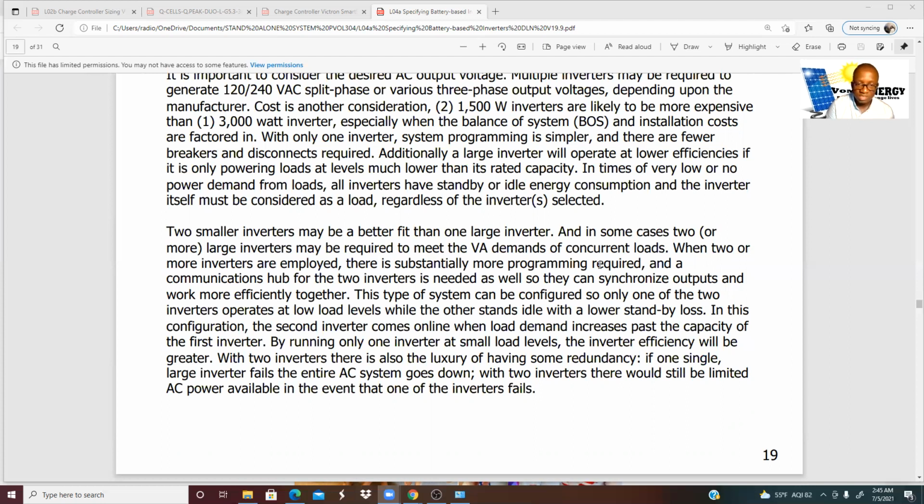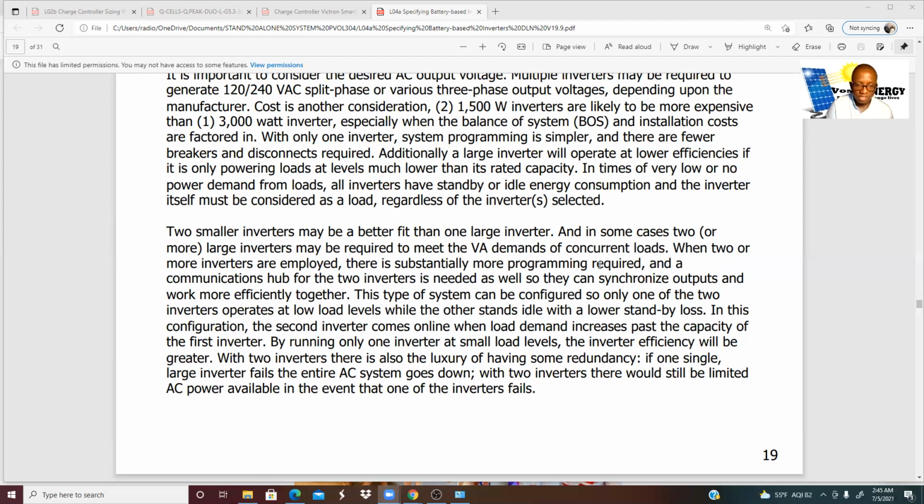This type of system can be configured so only one of the two inverters operates at low load level, while the other stands idle with a low standby load. In this configuration, the second inverter comes online when load demand increases past the capacity of the first inverter. By running only one inverter at small load level, the inverter efficiency will be greater.